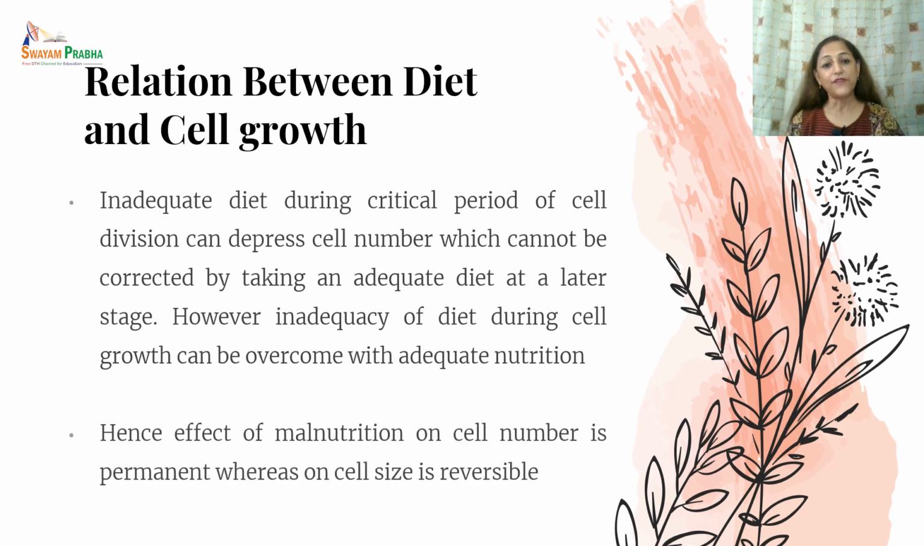So in a way we can say the effect of malnutrition on the cell number is considered permanent, whereas on the cell size it is considered reversible.